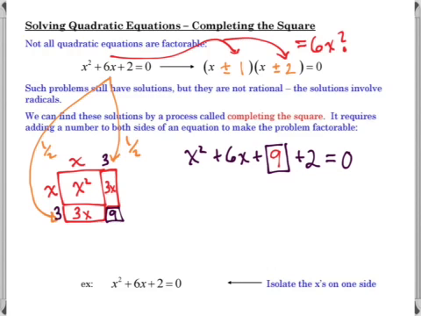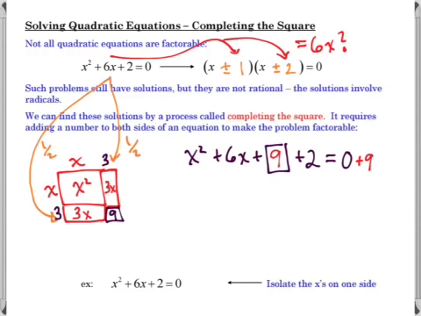I can't just add 9 to one side. What do I have to do? I have to put it on both sides. So I add 9 to both sides. And I know someone's going to ask the question, so I'll answer it now. Could this be a 7?